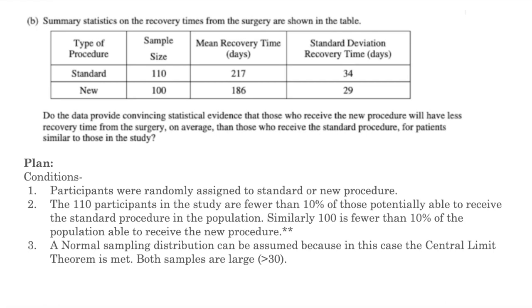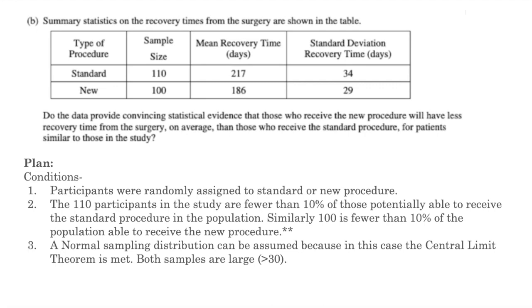The third condition, which is necessary, is the normality assumption. So we can assume a normal sampling distribution because of the central limit theorem. Now, this one works for means. For proportions, you have to check the large counts condition. So since both samples here are greater than 30, the central limit theorem is met for both samples, so we can assume a normal sampling distribution.